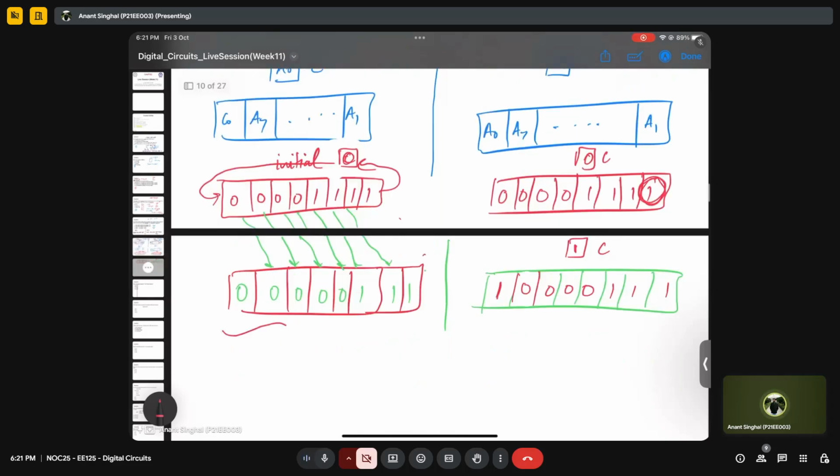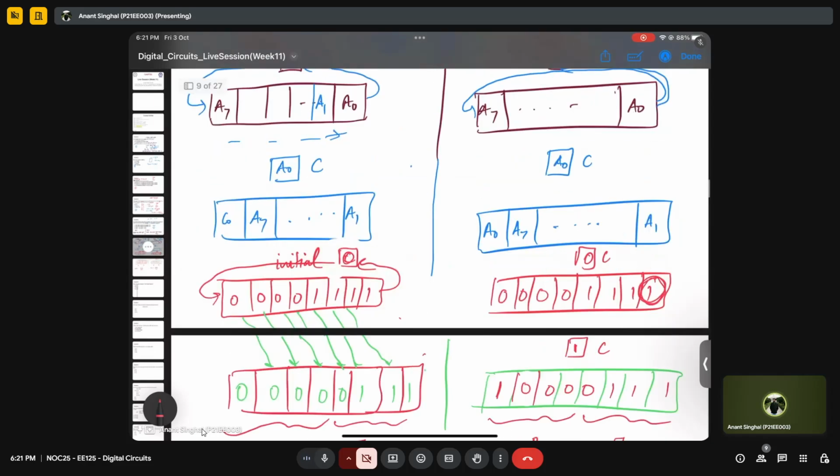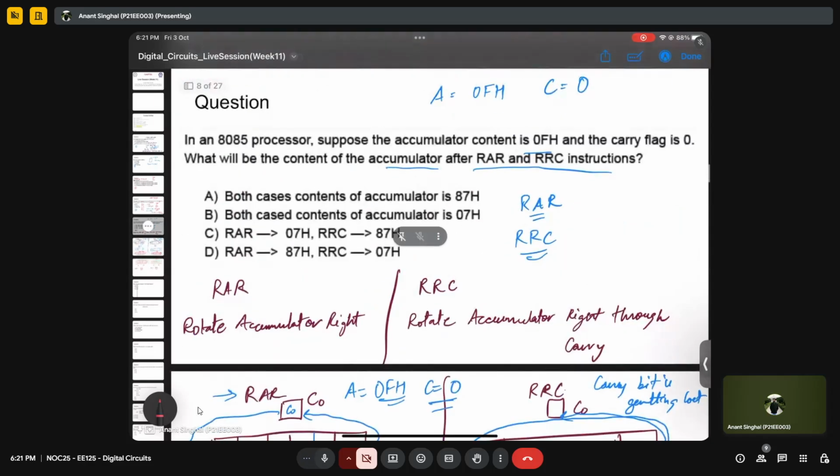So now this is 0 and this is 0, 1, 1, which is 7. And here it is 1, 0, 0, 0, which is 8, and 0, 1, 1, 1, which is 7. So after RAR, what will happen? We'll have 07H in the accumulator, and after RRC, what will happen? We'll have 87H in the accumulator. So RAR is 07, RRC is 87. Yeah, so option C is the correct answer to this problem.